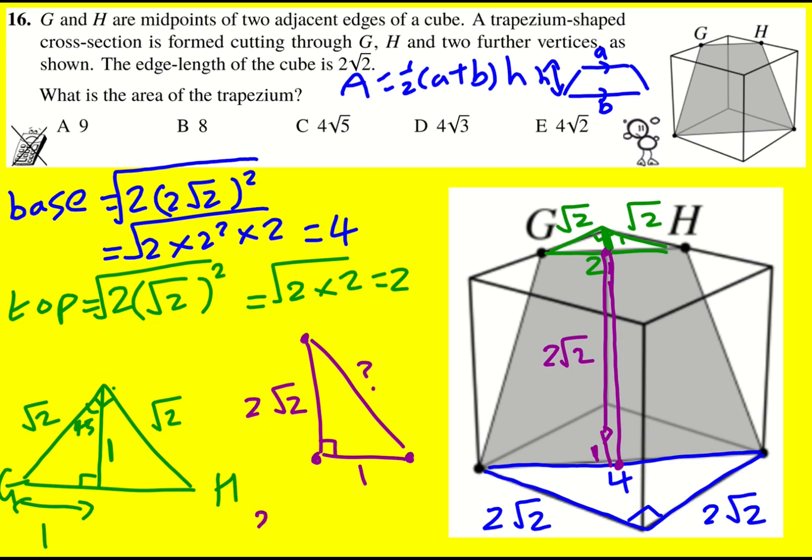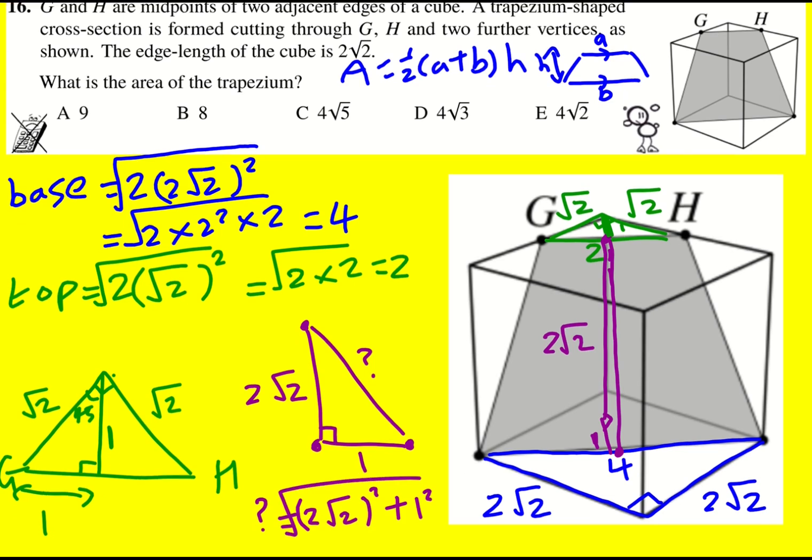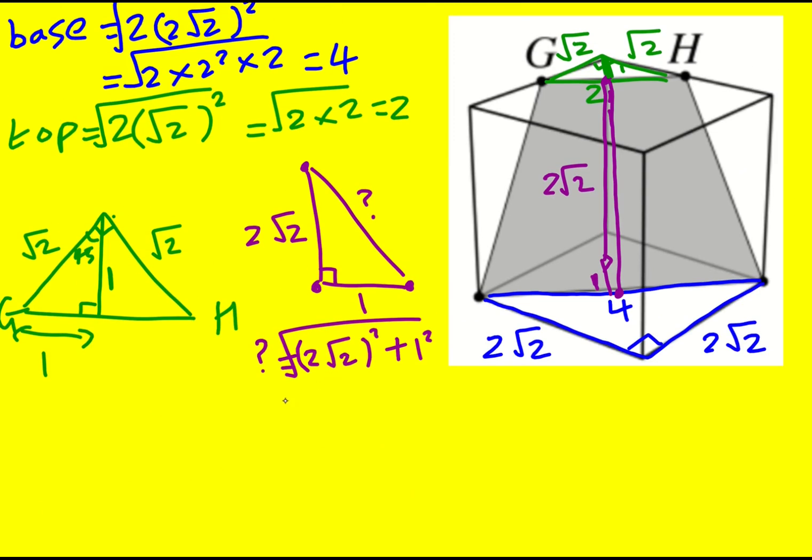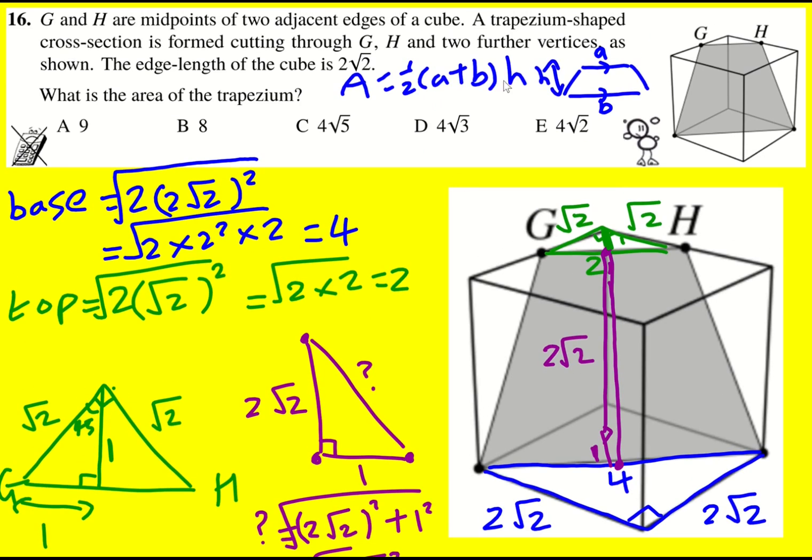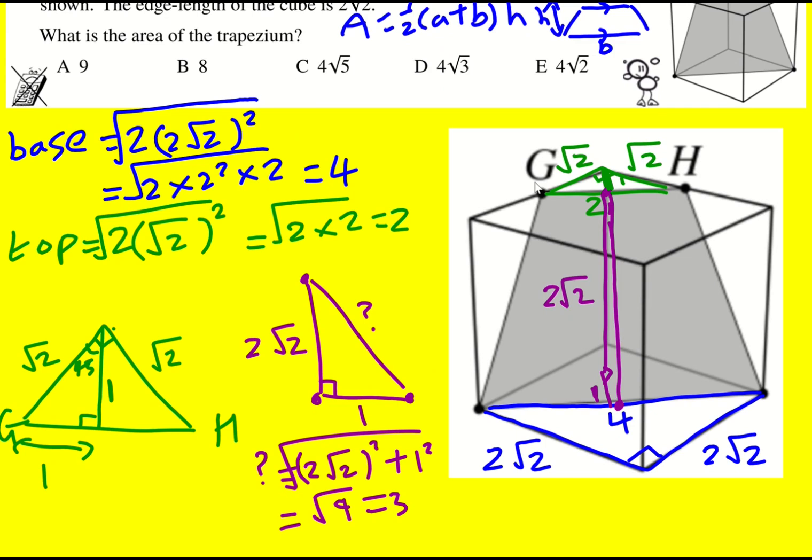And the question mark is going to be the square root of (2 root 2 squared plus 1 squared). 2 root 2 squared is 4 times 2, it's 8. 8 plus 1 squared is, well, 9. So I get root 9. And therefore I get 3. Really nice that, because the dimensions of the cube are surds, we actually get these really nice numbers for the rest of it.